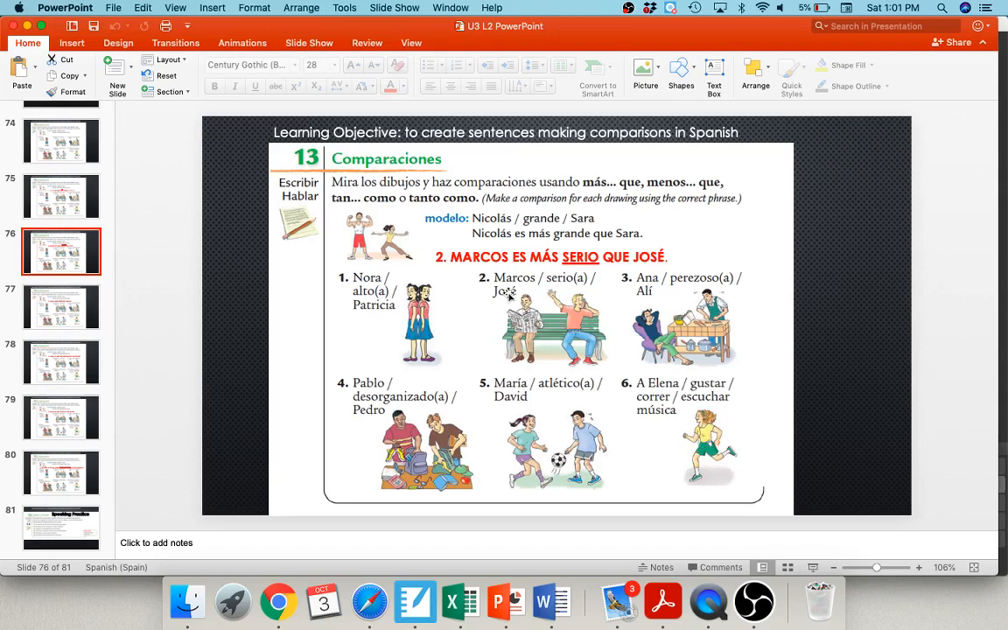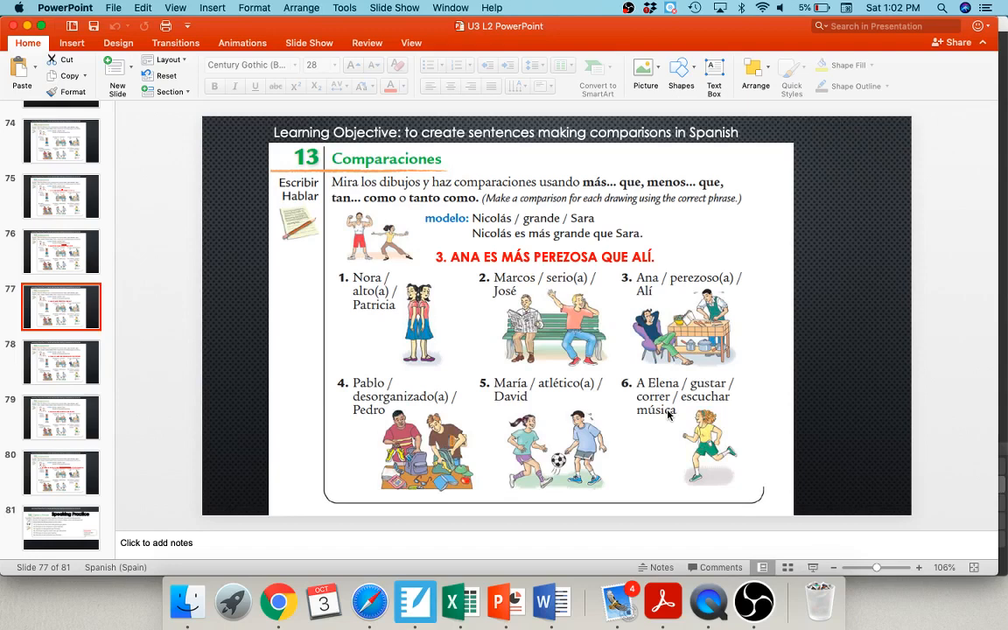And number 3, we have Ana, perezoso, and Ali. So Ana's on the left, Ali on the right. We want to say in this case that Ana appears to be more lazy than Ali. Look at Ali over there cooking, doing all the work, and Ana sitting there chilling. So we're saying Ana is more lazy than Ali. We should say Ana es más perezosa que Ali, more lazy than. I want you to take a moment and please give numbers 4, 5, and 6 a quick try for me. You can go ahead and pause your audio, and whenever you're ready, you can unpause.